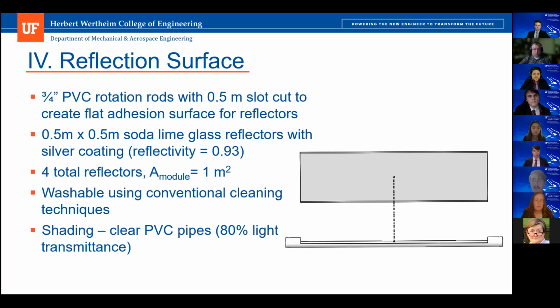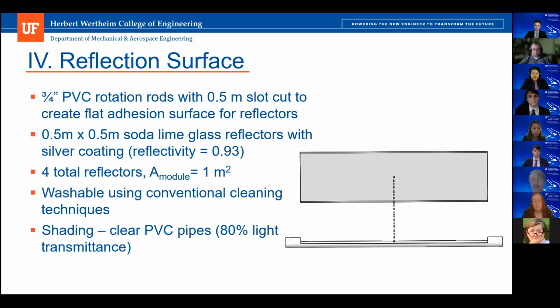Our design uses soda lime glass with silver coating and is rated to have a reflectivity of 0.93. The module is composed of 4 identical reflective surfaces with dimensions of 0.5 meter by 0.5 meters, which gives us a reflective area of 1 meter squared. Now, because our design uses such a simple shape and has a flat surface, cleaning the reflective area should not take more than a few seconds for a full module. It's a matter of spraying some water or safe glass cleaning spray and wiping it down.